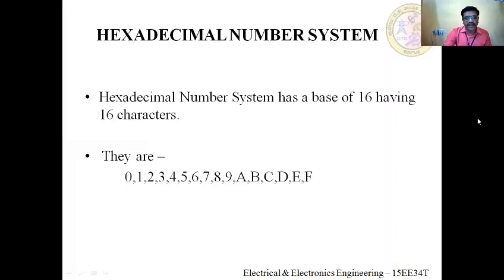The name indicates that it is a hexadecimal number system. Hexadecimal means 16. The base in this number system is 16. This 16 indicates this number system has 16 characters or 16 digits. They are from 0 to 9 and from A to F. 0 to 9, they are 10 digits, and A to F, they are 6 digits. Overall, in hexadecimal number system, 16 characters will be there.